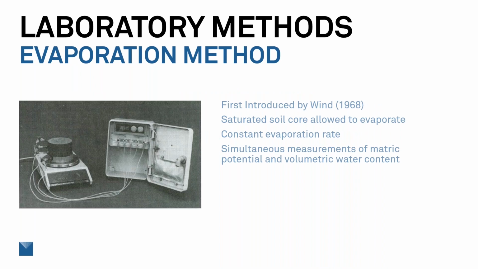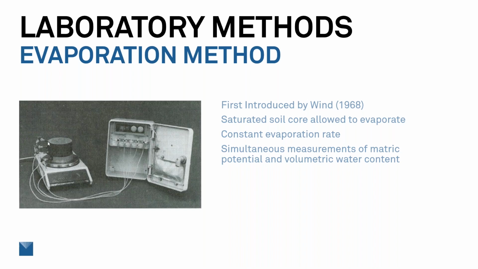Another approach in the lab is the evaporation method. The evaporation method was first introduced by Wind in 1968. What this involves is taking a saturated soil core and allowing it to evaporate at a relatively constant evaporation rate in the lab. I should also state that the evaporation only comes from the surface of the soil core, so we're getting a gradient throughout the core. While the evaporation is occurring, we're taking simultaneous measurements of matrix potential and water content throughout the core.